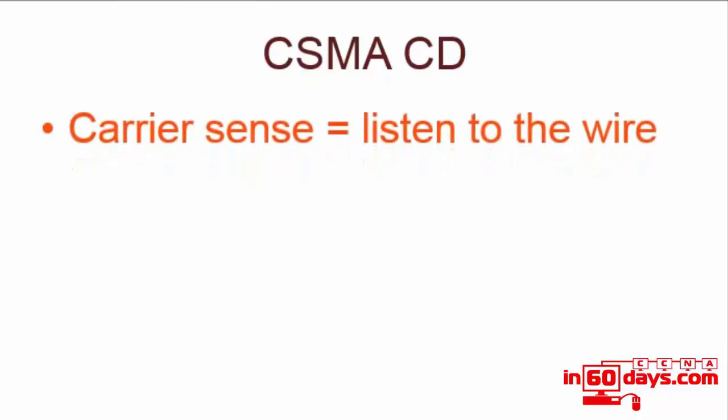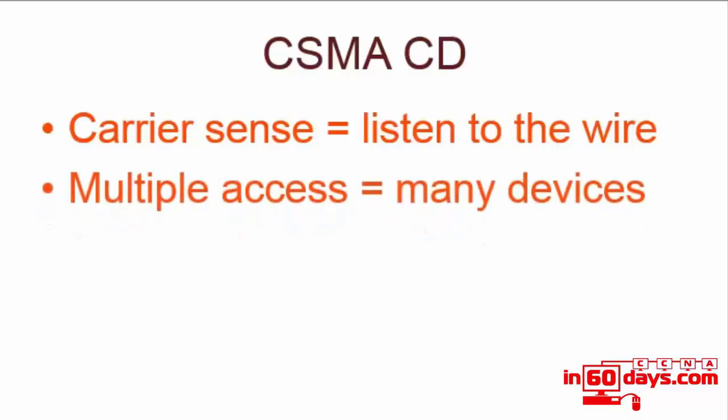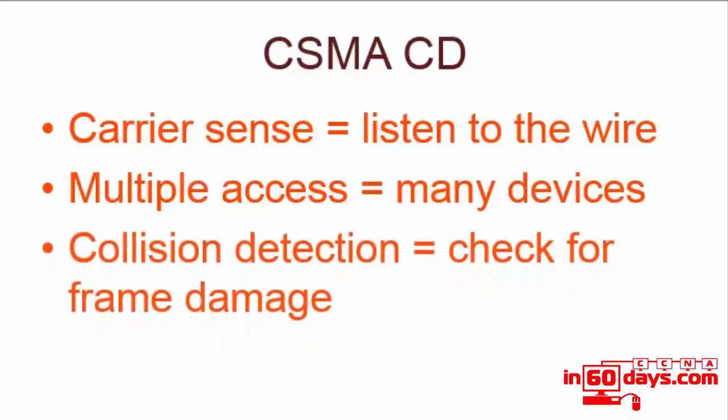Carrier sense multiple access, you can break down the acronym. Carrier sense basically means the port in question listens to the wire, to see if there's a signal being passed. Multiple access means more than one device; many devices connect to the backbone. And collision detection is where the port in question will check for a damaged frame.